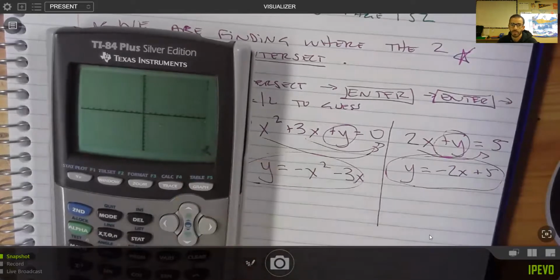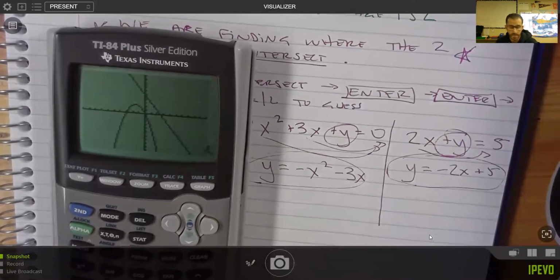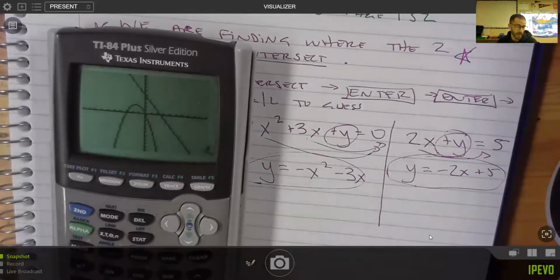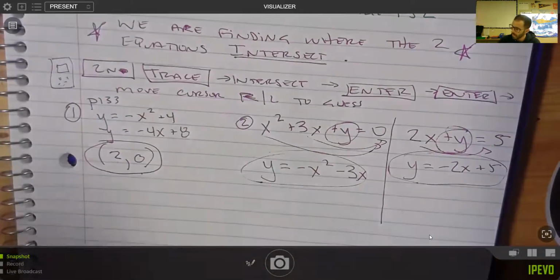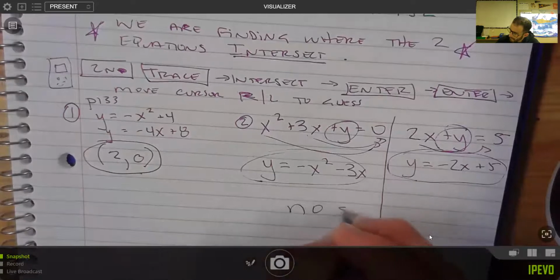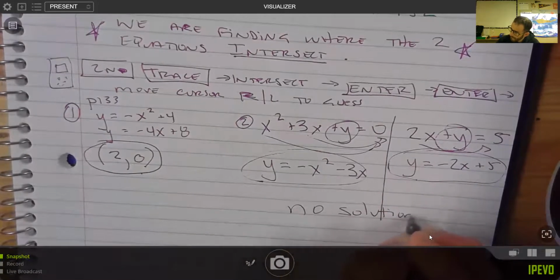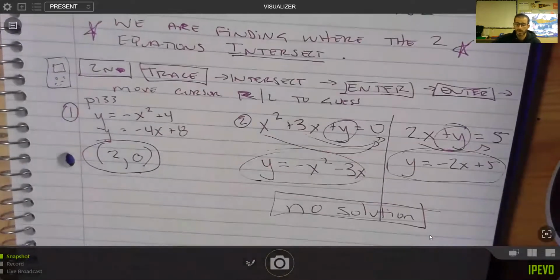Press graph. Oh no, they don't intersect. What's the graph say? Sorry, what do the pictures say on page 132? No solution. And that's your answer.